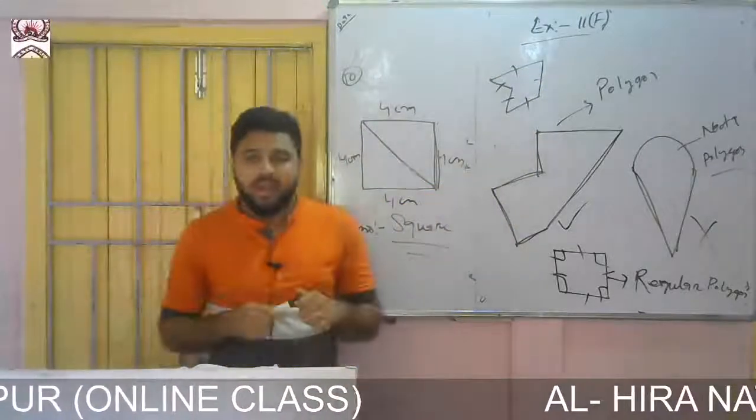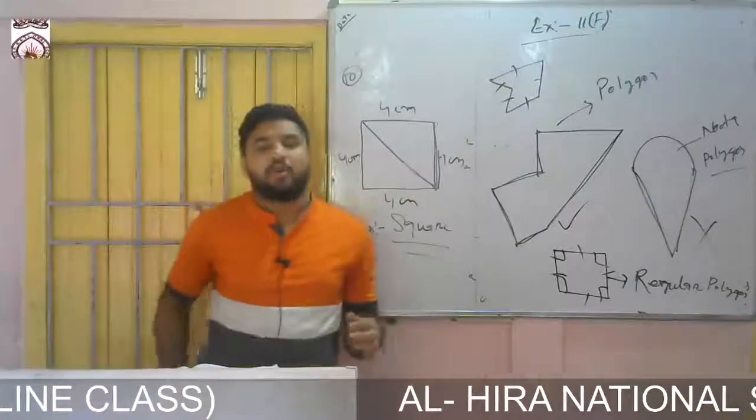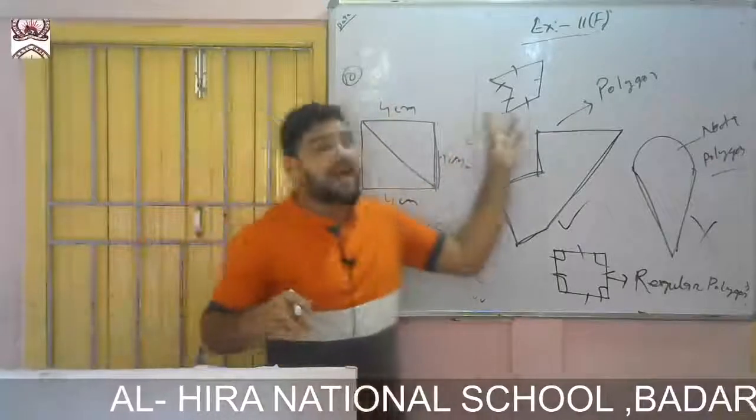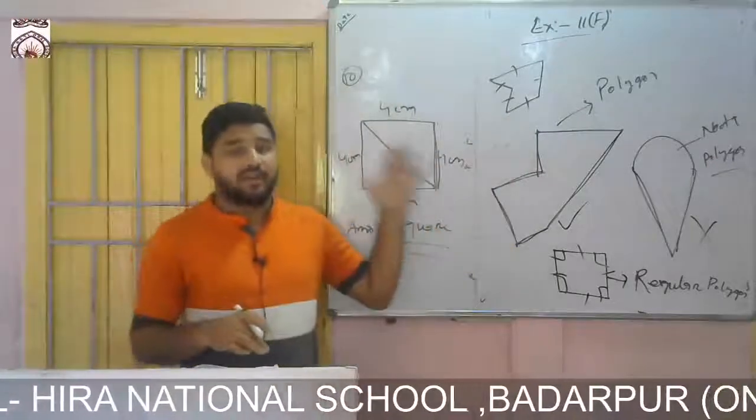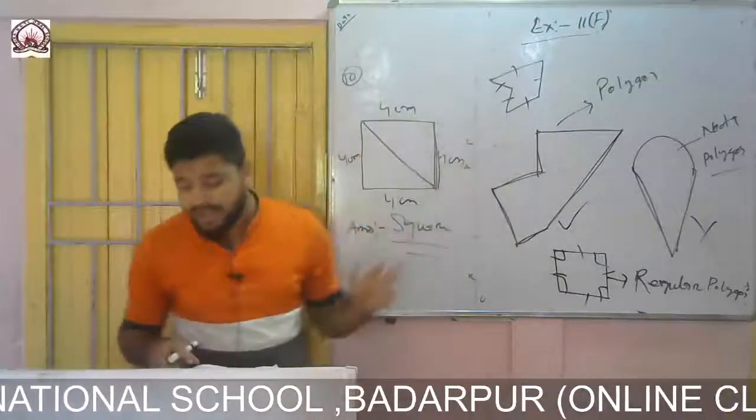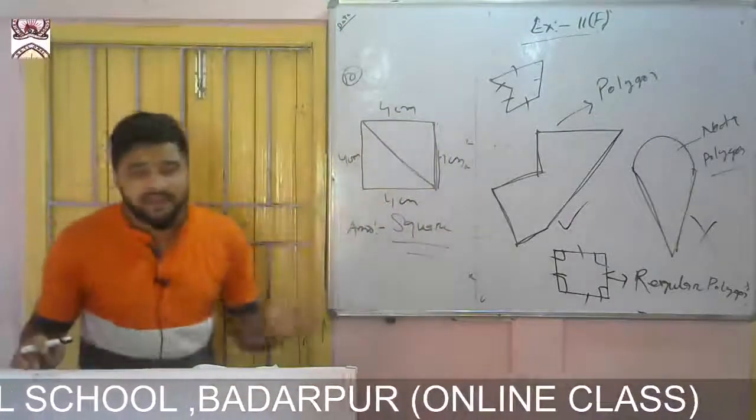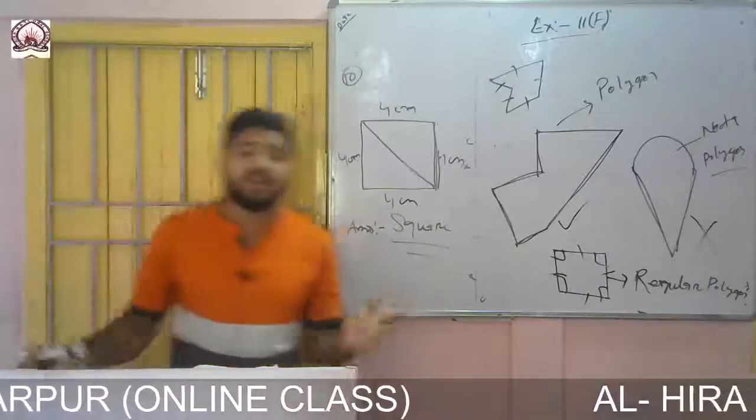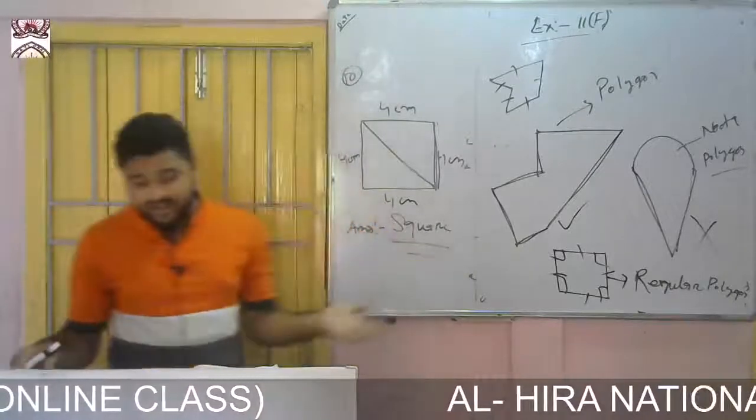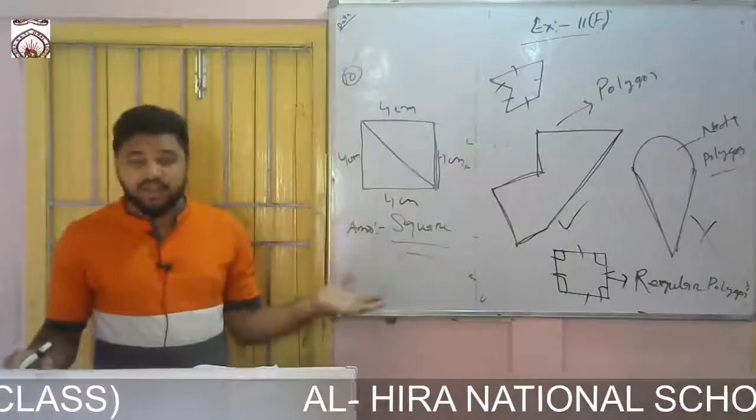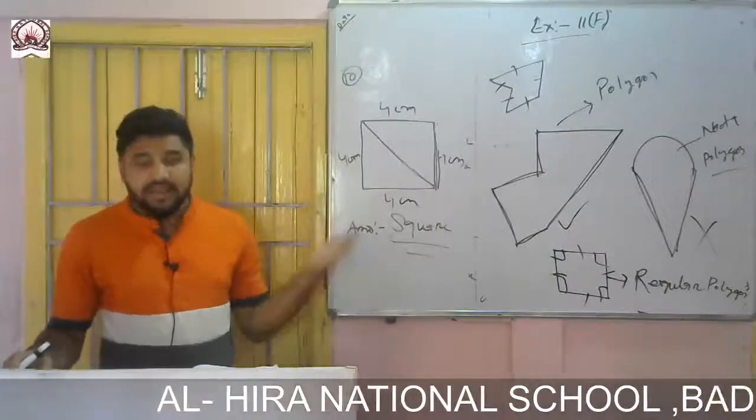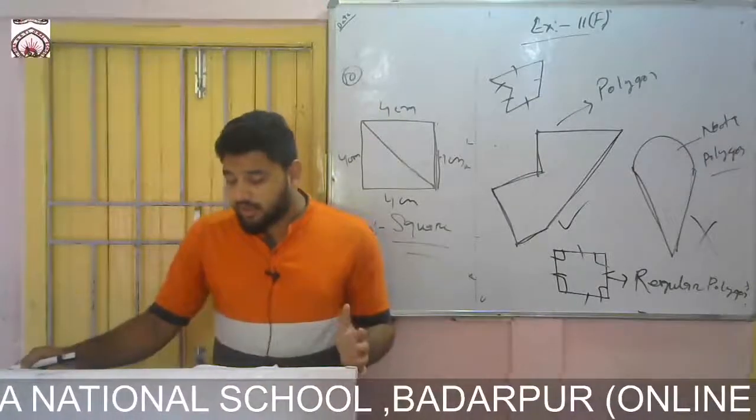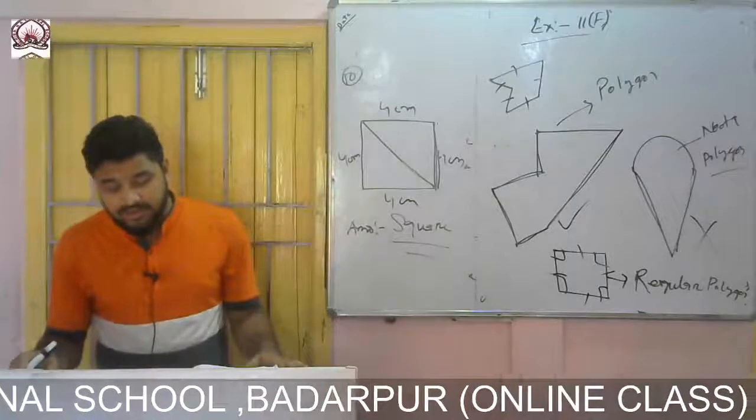So what we have learned in the last exercise, that a closed figure with 4 sides is called a quadrilateral. But here 5 sides are there. So after quadrilateral comes 5 sides. If it is of 5 sides, then we say it is a pentagon. If it is of 6 sides, then it is a hexagon. If it is of 7 sides, then it is a heptagon. If it is of 8 sides, then it is an octagon. If it is of 10 sides, then we say it is a decagon.